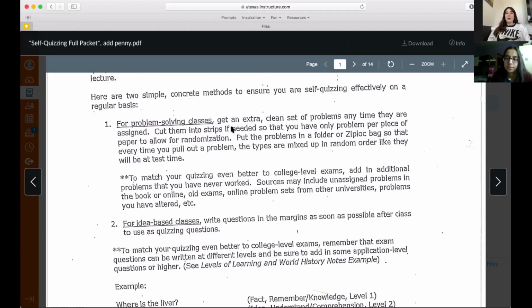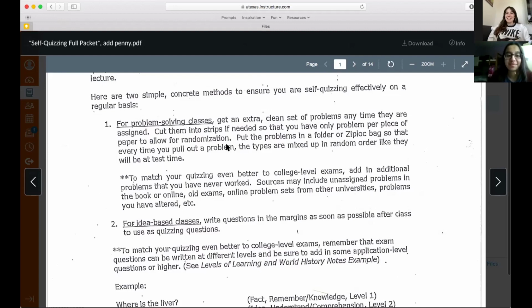Mhm. So what you want to do is get an extra set of problems, a clean set, so no notes on them whatsoever from anything that you've done before. Once you have that clean set of problems, you want to just cut them into strips and have one problem per piece of paper and throw it into a Ziploc bag, pull one out, take a problem out, and solve it. Okay. How does that sound to you? I think that sounds like a super awesome strategy.